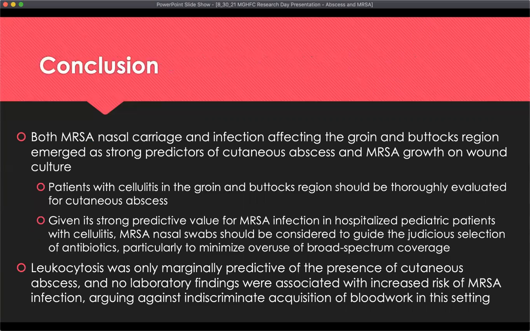In conclusion, both MRSA nasal carriage and infection of the groin and buttocks region emerge as strong predictors of both cutaneous abscess and MRSA growth on wound culture. Patients with groin and buttocks cellulitis should be thoroughly evaluated for cutaneous abscess. And given its strong predictive value, MRSA nasal swab should be considered to guide the judicious selection of antibiotics, particularly to minimize overuse of broad-spectrum coverage. Lastly, other laboratory evaluations, such as complete blood counts, added little value in prediction, and indiscriminate acquisition of blood work in these patients should probably be avoided.